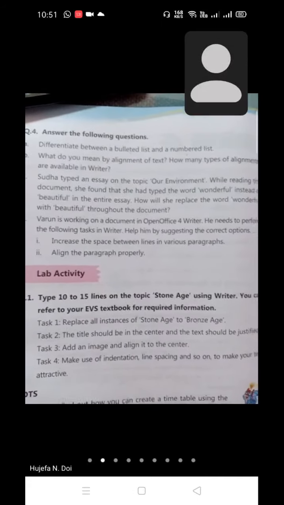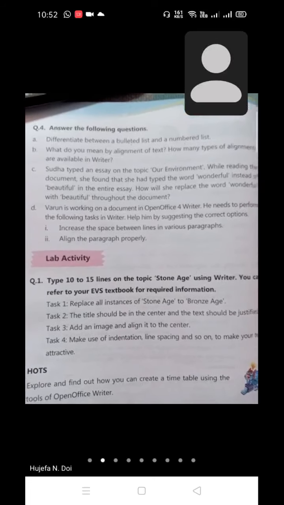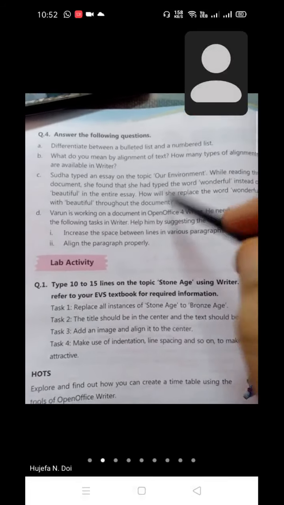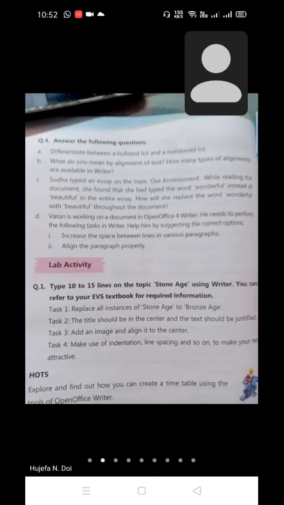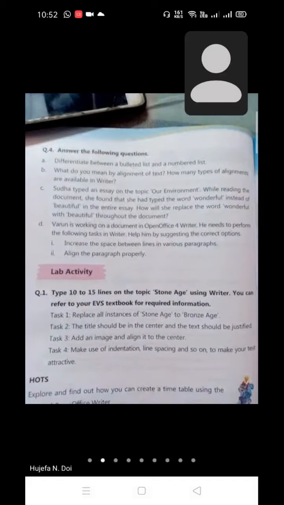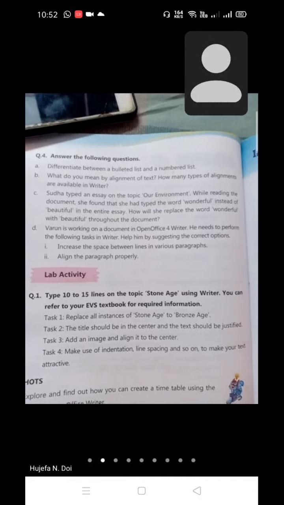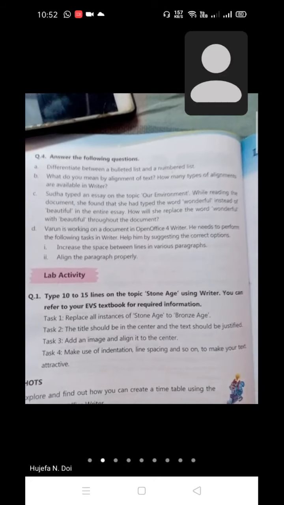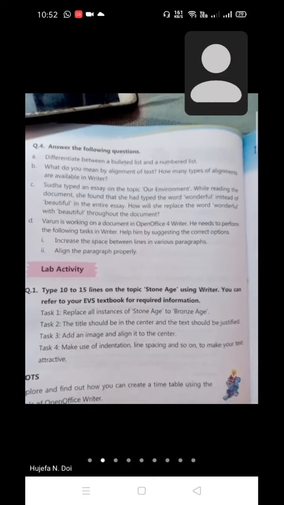After the completion of class, I will share the answer key in the WhatsApp group for question number 4. That you have to complete in your notebook. Only question number 4 you have to write in your notebook. No need to write question number 1, 2 and 3 in your notebook. That you have to complete in your textbook only.